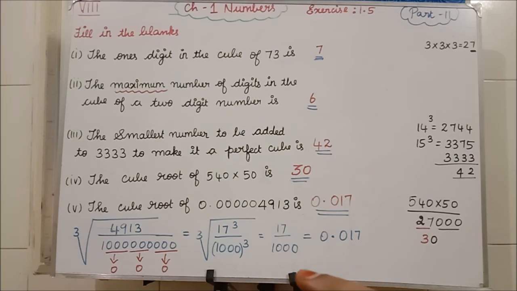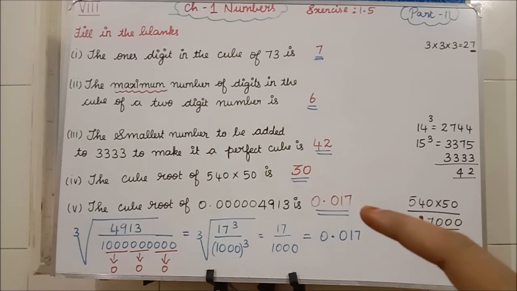If you divide 17 by 1000, we will get 0.017. Clear all of you? That is the answer for the fifth subdivision. Clear students? Fill in the blanks, and true or false you are going to do as assignment.